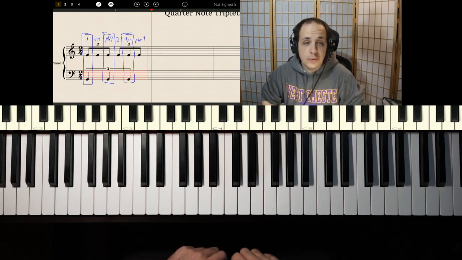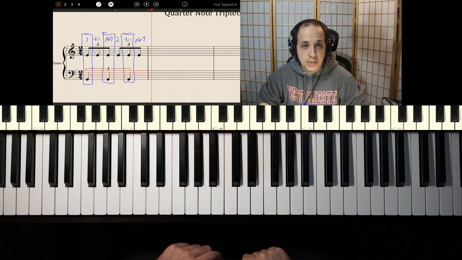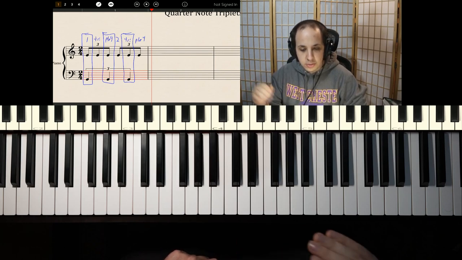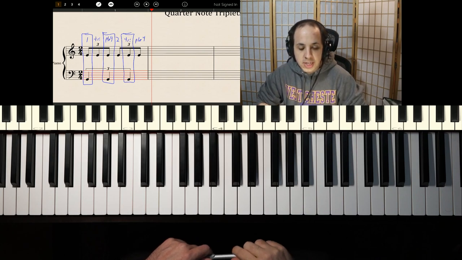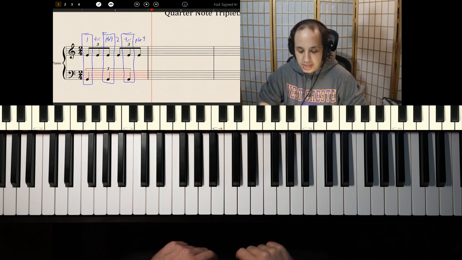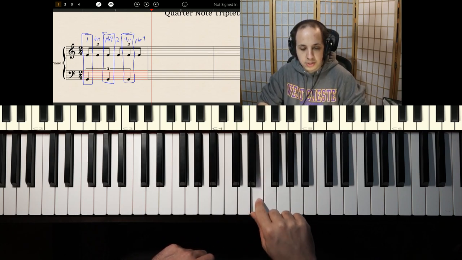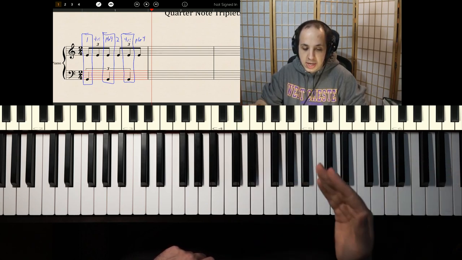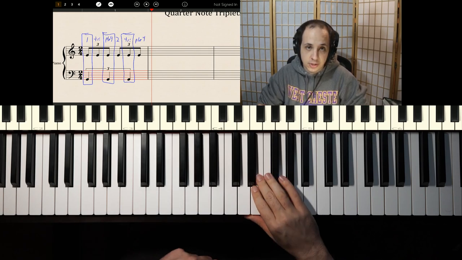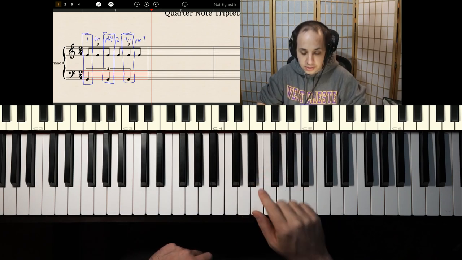1 triplet, 2 triplet, 1 triplet, 2 triplet. And what I really recommend doing is mapping this out. You can take a screenshot of it if you have that snippet tool. That's always very useful. And really just counting the eighth note triplets at first. 1 triplet, 2 triplet, and playing with the eighth note triplets. And then you're going to have to do it very slow, because when I first did this, I had to do it very slow to be able to get it.